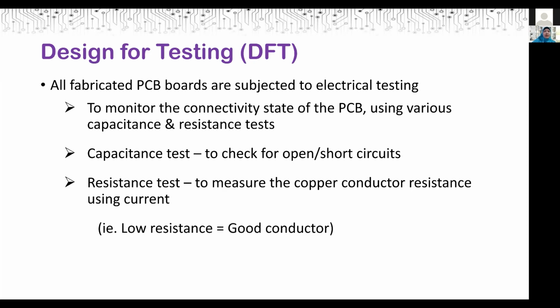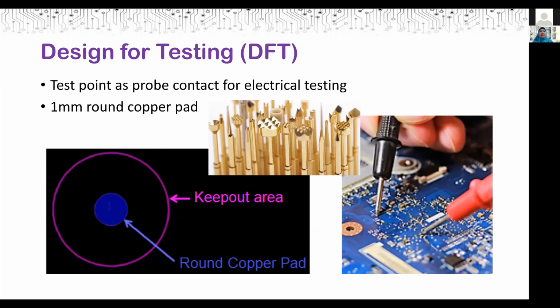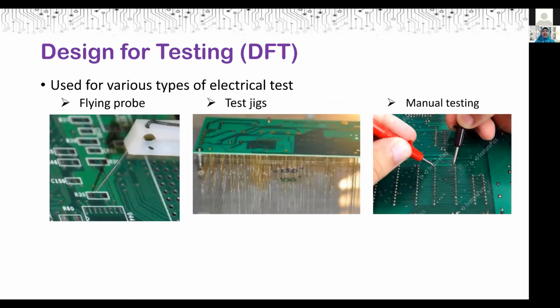Okay. So how do we test these boards? We make use of test points as the point of contact for probes for this electrical testing. So for test points, generally it will be a 1 mm round copper pad, as you can see in the picture on the left, with a 1 mm keep out area. So to ensure that probe points are able to access these test points without hitting other components or even other test points.